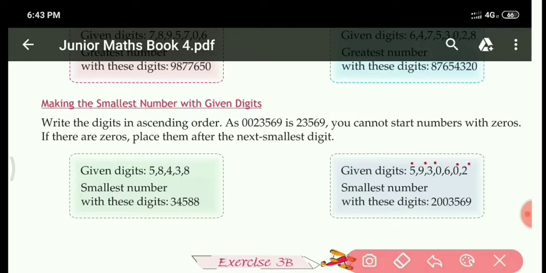Next here is given 5930602. Here two 0s are given, you can see. So don't start this smallest number with 0. We know very well, yes, 0 is the smallest digit, but don't start the smallest number with 0. Always remember it. What we have to do? Place them after the next smallest digit. So which one is the next smallest digit? 2 is given. So start with 2. And after 2, the two 0s are given, right here 0, 0. Then the smallest digit left is 3. And after 3 comes 5, after 5 comes 6, then 9. Okay.